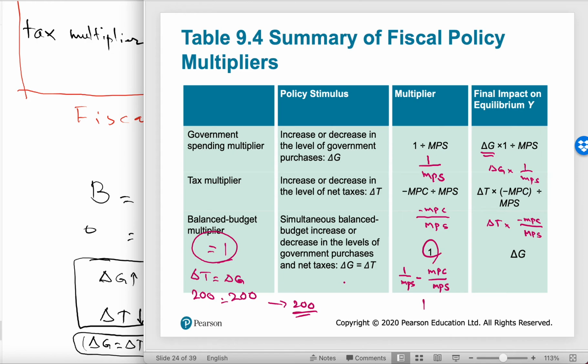So we are not going to create a budget deficit or budget surplus. We are keeping our balance because in the equation of B, which is T minus G, delta B is equal to delta T minus delta G. So if both go in the same direction, let's say a 200 increase here and a 200 increase here, this is zero change in the balance. So that's why we call it the balanced budget multiplier.